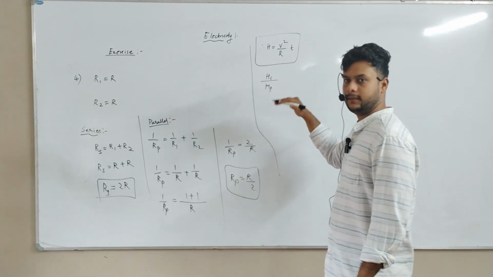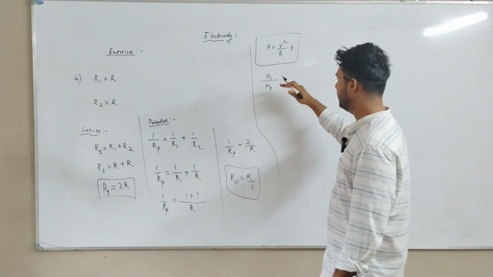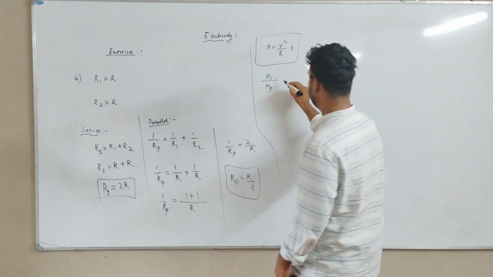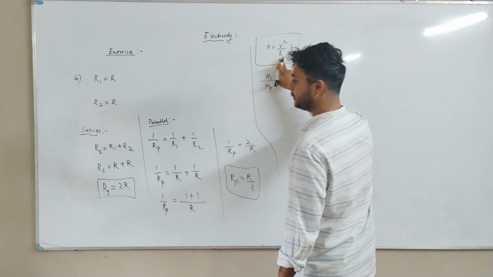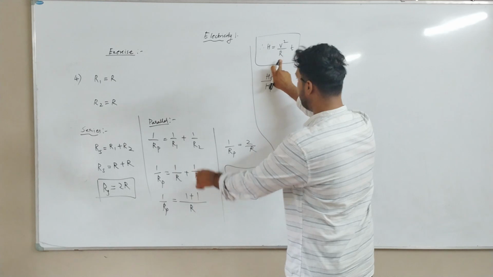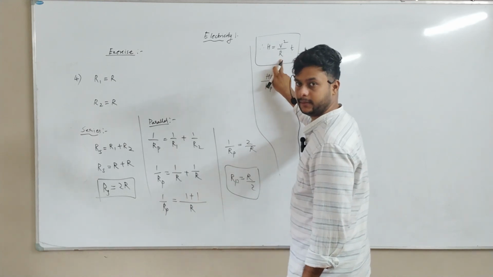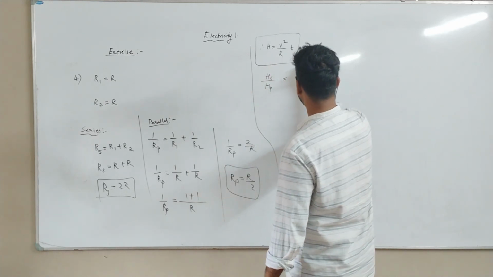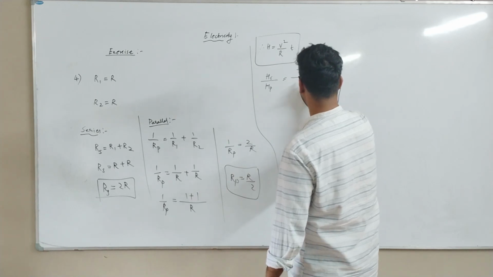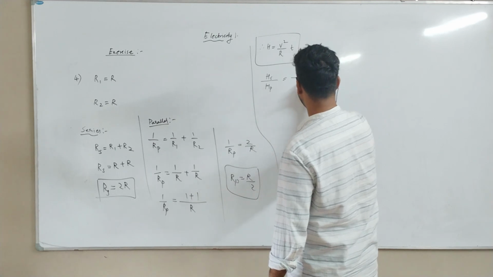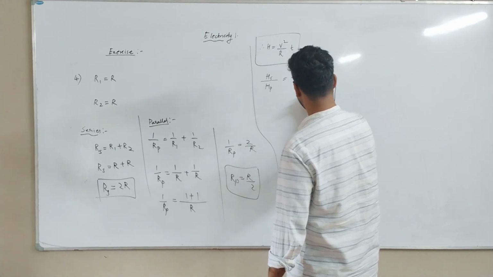Heat in series to heat in parallel ratio. The formula for heat in series is also the same, and heat in parallel is also the same. The only difference is resistance. Resistance in series I will take as RS, resistance in parallel RP. So heat in series is equal to V square by RS into time t, whole divided by heat in parallel, V square by RP into time t.